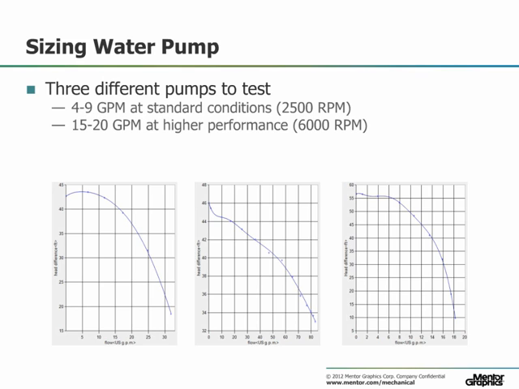For a typical automotive cooling system, the criteria might be to ensure that the radiator gets somewhere between 4 and 9 gallons per minute when running our vehicle at standard conditions, and then also ensuring 15 to 20 gallons per minute through the radiator when the vehicle is running at higher RPMs. To test the system at the highest flow demand, the heater valve will be open during these simulations.